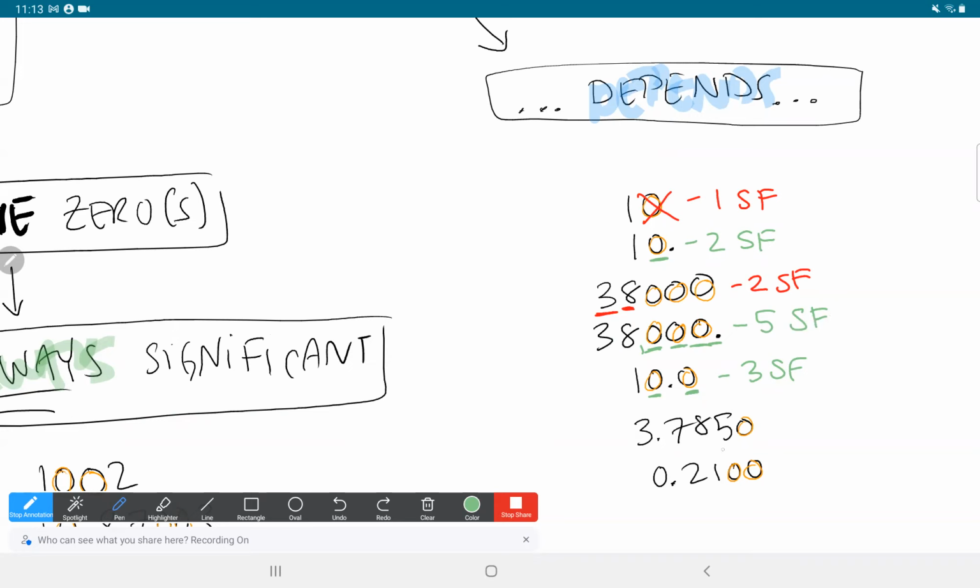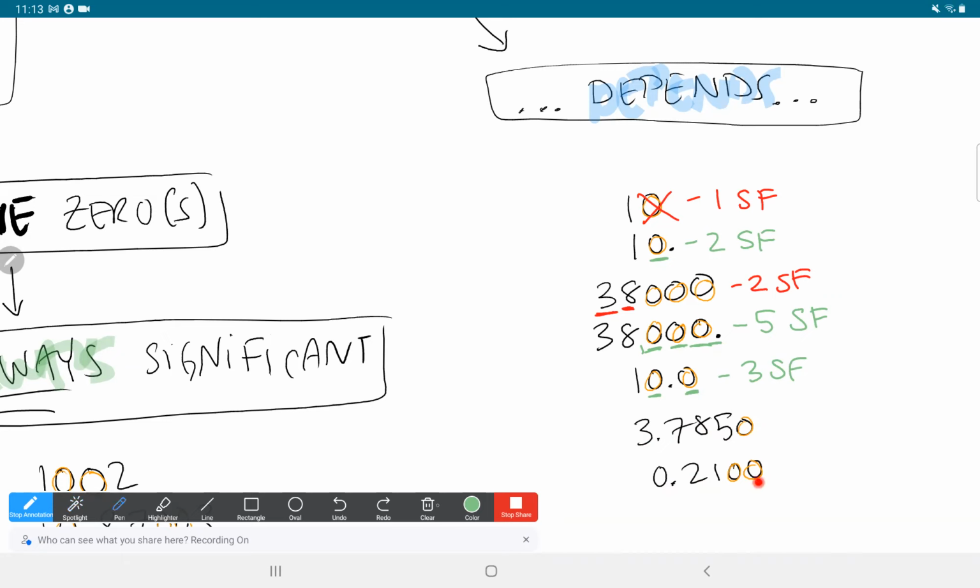What about lagging zeros that come after a decimal place? So for example, I've got my 2 examples down here at the bottom. 3.7850 and 0.2100. Lagging zeros that come after a decimal place will always be significant because you are certain that this number is 3.7850 for sure. And you are certain that this is 0.2100 for sure.